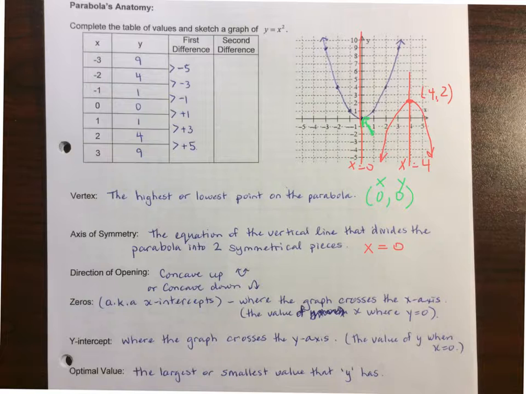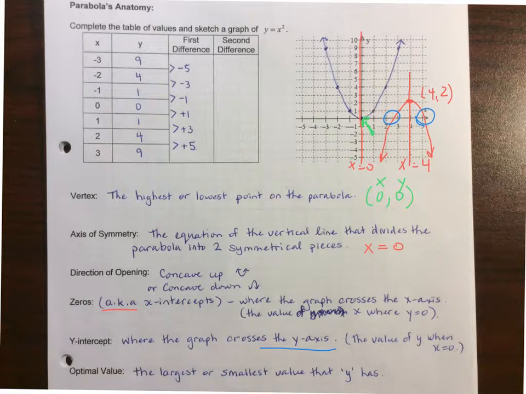All right, zeros, also known as the x-intercepts. We said the zeros on this particular one are just at 0. It's where your graph crosses the x-axis. It's the value of x where y is equaling 0. So the parent graph only has the one x-intercept, but it's possible, like that other one I drew, you could have two x-intercepts, or some of the examples we did earlier, we had two x-intercepts.